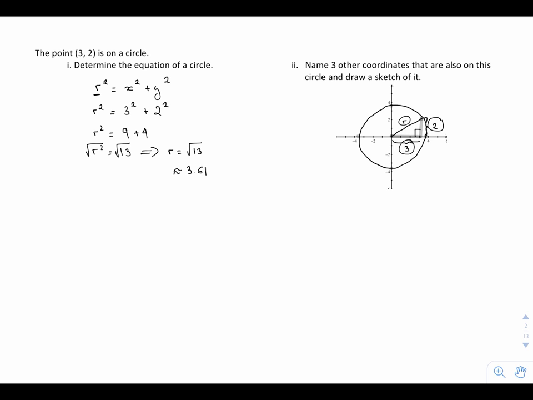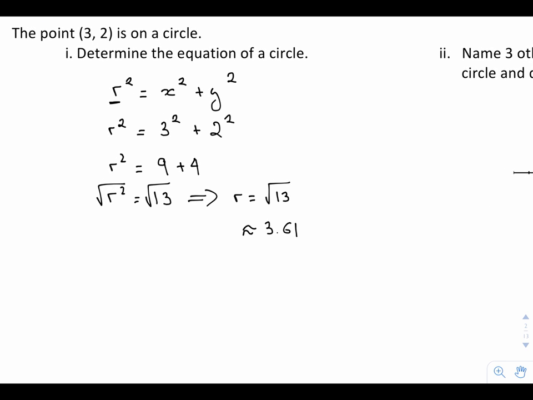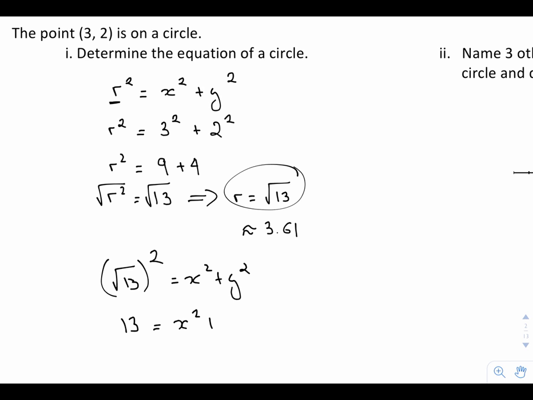One thing, though, actually, I didn't really answer part 1 because it says determine the equation of the circle. Once I have the radius, I can essentially determine the equation, because the equation is just the radius squared is equal to x squared plus y squared. And we know that root 13 squared is just 13. And there you have a simplified version of the equation of your circle.